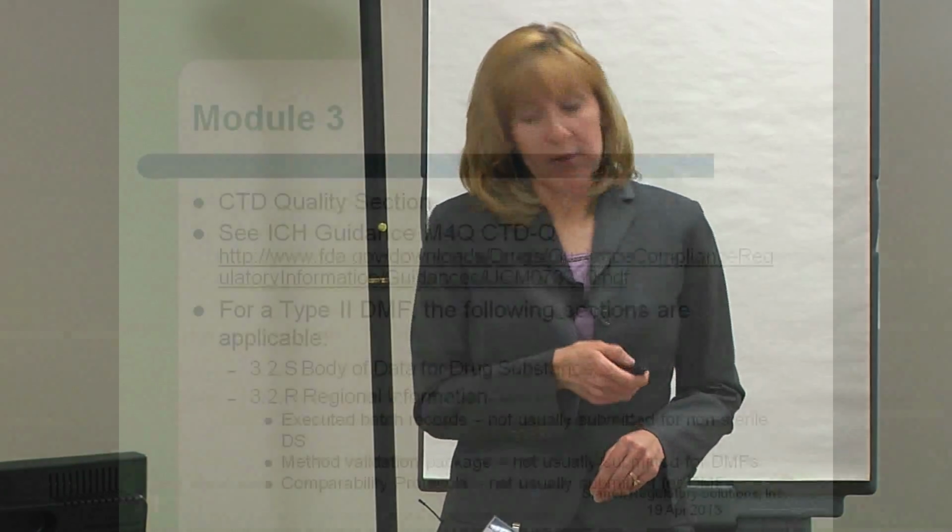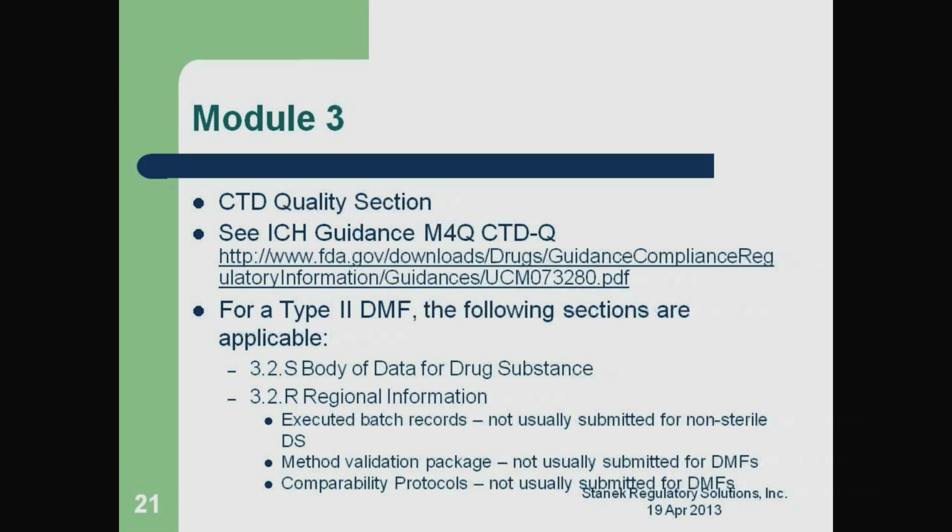So now if we get to the Module 3, this is your detailed quality section. And again, I've referenced this same guidance. It contains information on Module 2 and Module 3. But for a Type 2 DMF, the following sections are applicable. There's 3.2.S, which is for the drug substance. There's a 3.2.R, which is regional information. But this regional information is largely not applicable to a drug substance. It would be more for drug product.